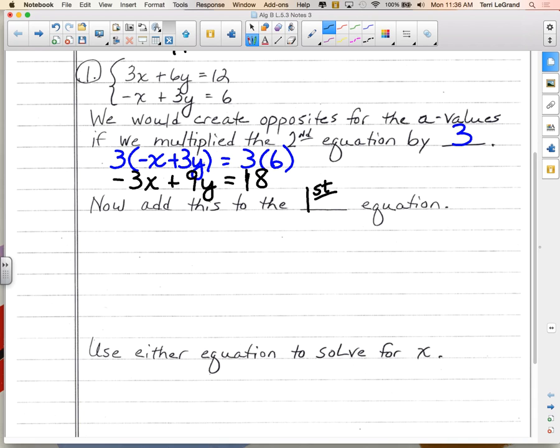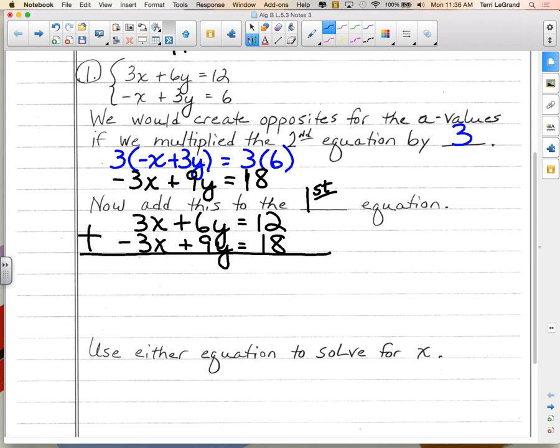Let's take that other equation, the 3x plus 6y, the first equation, and line up our newly named second equation underneath it. Add our addition stuff, and we go to work. Okay, go ahead. You know how to do it now, right?